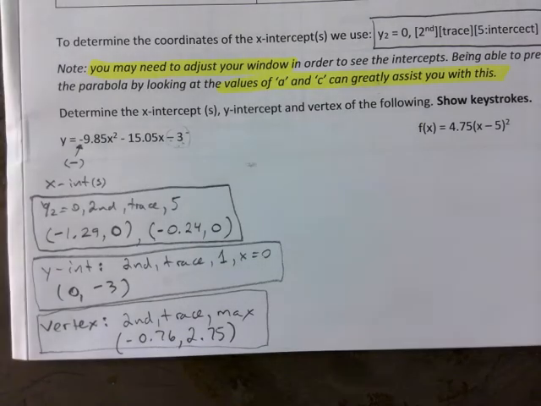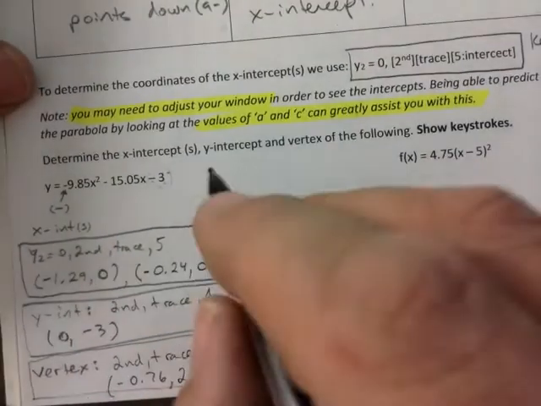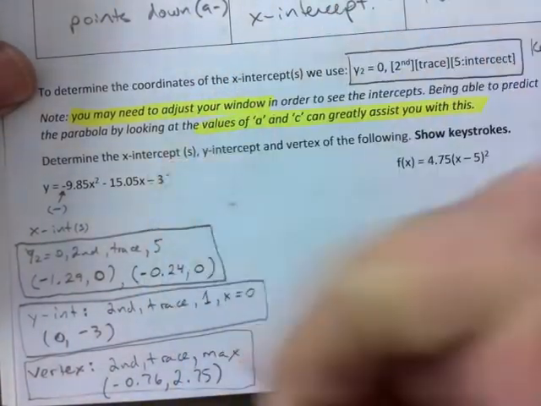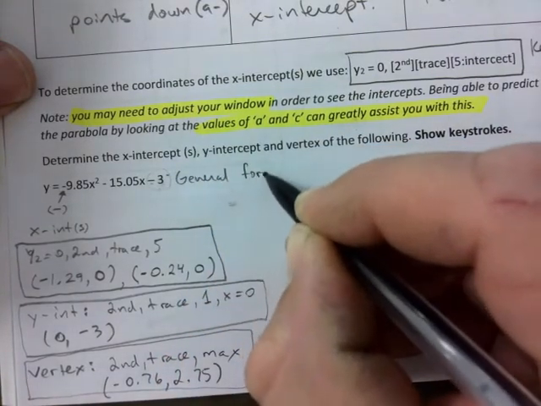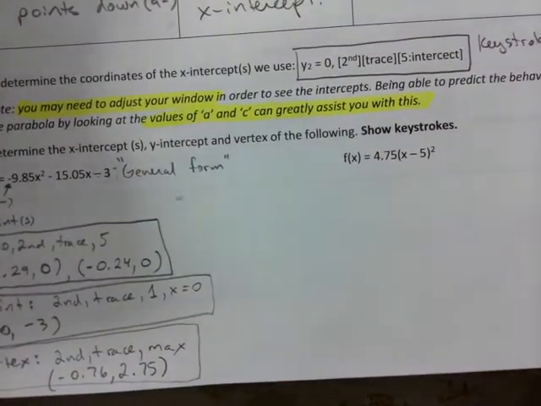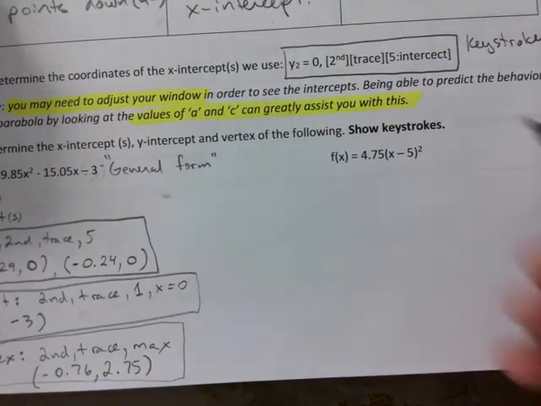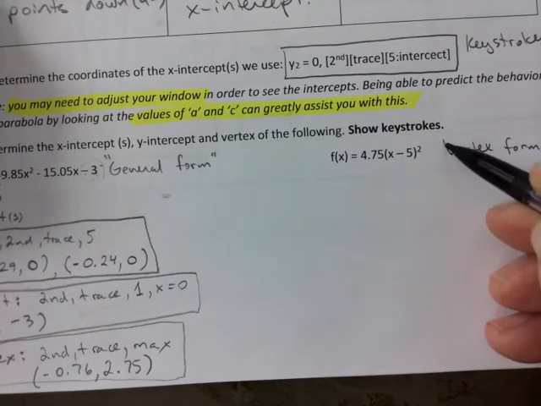Okay, now it's second go at it. Let's put this in. I'm just going to put this as in general form. And then the next one is going to be, this one is actually vertex form.